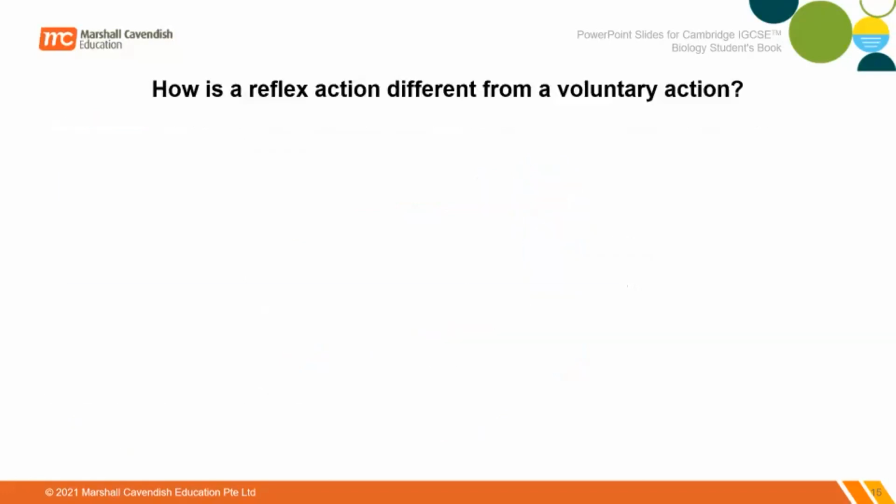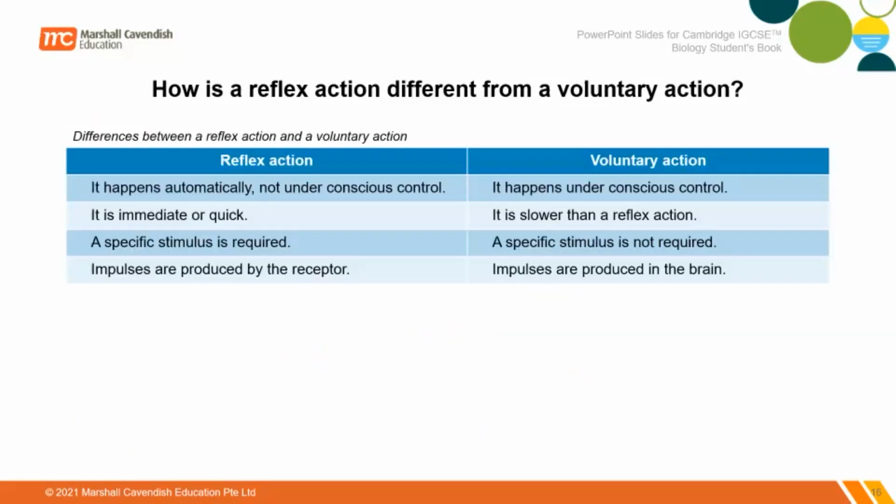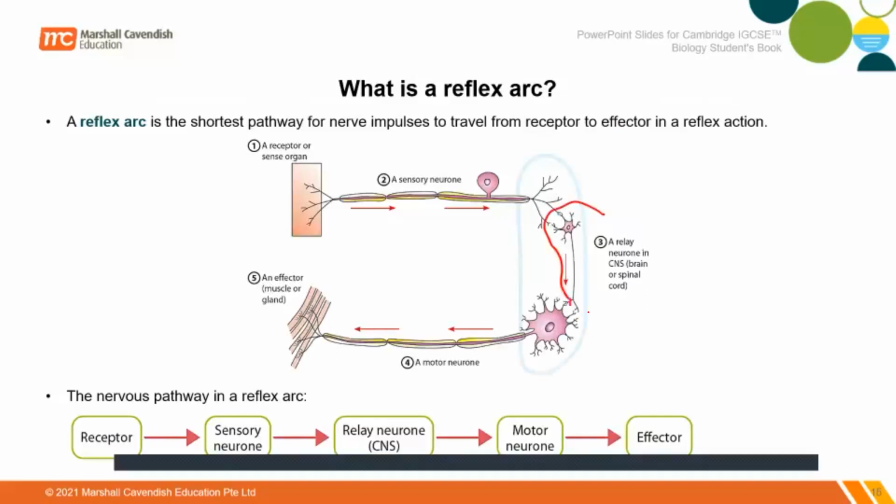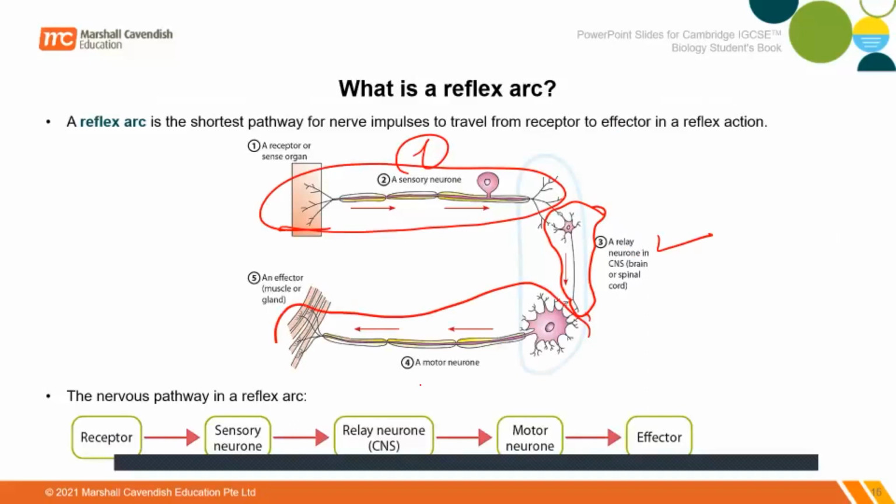Okay? Sir, I have a question. Yes, please. I'm sorry, can you go back to the diagram? Okay. So where exactly in the diagram is the relay neuron? This is the relay neuron, this short, tiny one. So this one is the sensory neuron. This one is the relay neuron. And this one is the motor neuron.